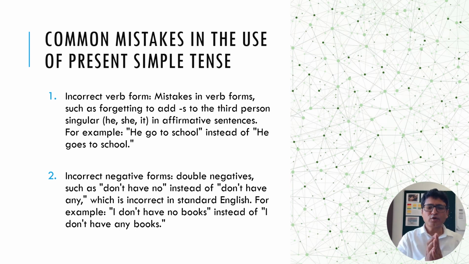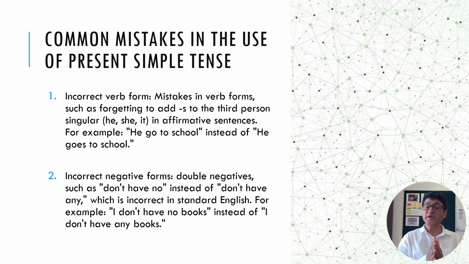Now, what are some of the common mistakes we make in present simple tense? One of the mistakes is incorrect verb forms, such as forgetting to add s to the third person singular. We already talked about third person singulars: he, she, it, or any singular name, in affirmative sentences. For example, he go to school. Instead of saying he go to school, we should say he goes to school.